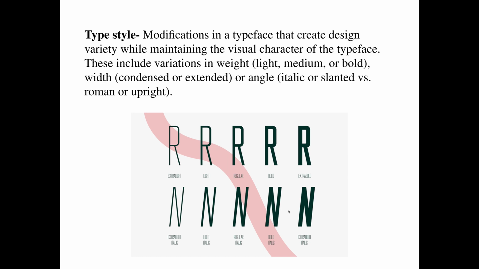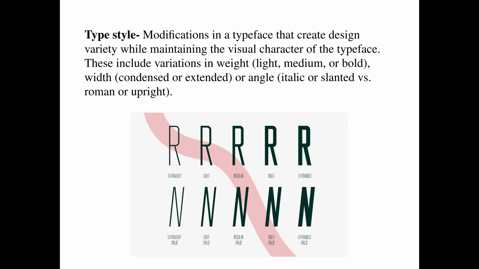Type style then are modifications in the typeface that create variety but still maintain that visual character of the typeface. So this might include variations in weight, like light, medium, or bold. You can kind of see some examples up here. Or it could be condensed or extended. Condensed is when the letters are really tight together. Extended means they're kind of stretched out.